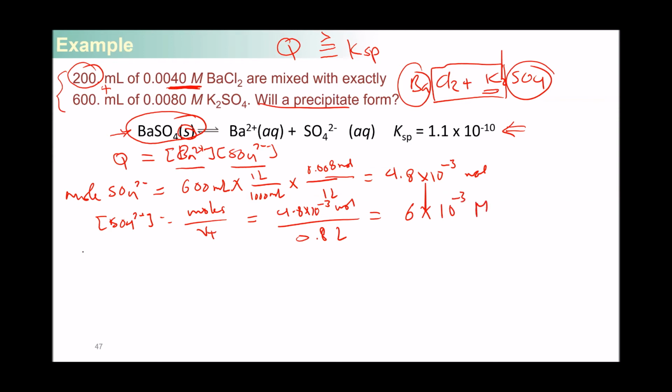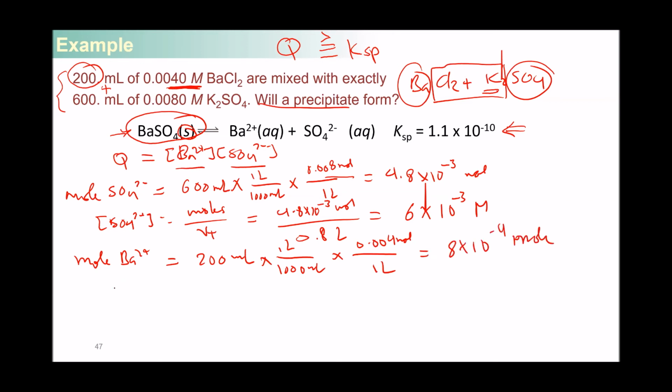Same thing for barium. Moles of barium will equal the volume of barium, 200, converted to liters first, then multiplied times molarity. That gives you the number of moles. You will calculate the concentration by dividing moles of barium by the total volume. So it's going to be 8 times 10 to the negative 4 mole divided by 0.8 liter, which is going to give you 1 times 10 to the negative 3 molar.